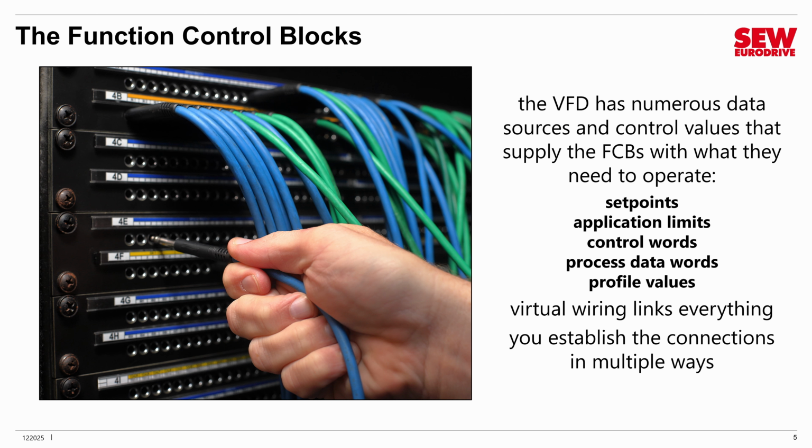The FCBs do the actual motion, but they need to get their information from somewhere telling them what to do, telling them, for example, how fast to run, how aggressively to accelerate or decelerate, things like that. Data sources, in other words. Well, it turns out the VFD has numerous data sources and control values that supply the FCBs with what they need to operate. These include things like set points, application limits, control words, process data words which come from outside from programmable logic controllers, and profile values.